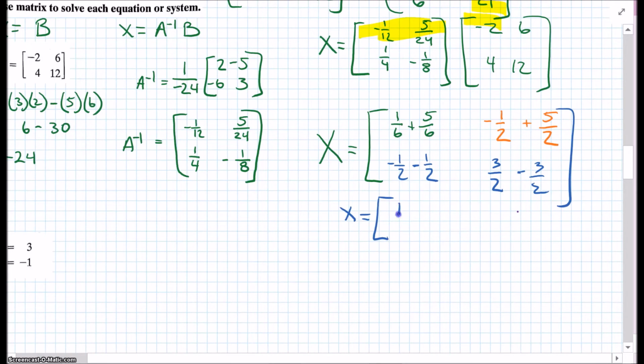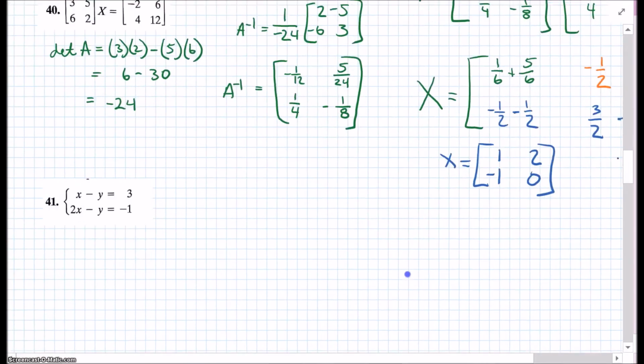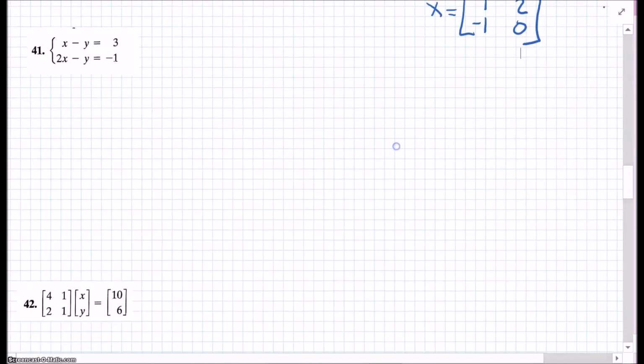We're going to get some nice numbers. 1/6 plus 5/6 is 1. Negative 1/2 plus 5/2 is 4/2, which is 2. Negative 1/2 minus negative 1/2 is negative 1. 3/2 minus 3/2 is 0. So there we have our new matrix. Okay? So we've got to solve the next one.